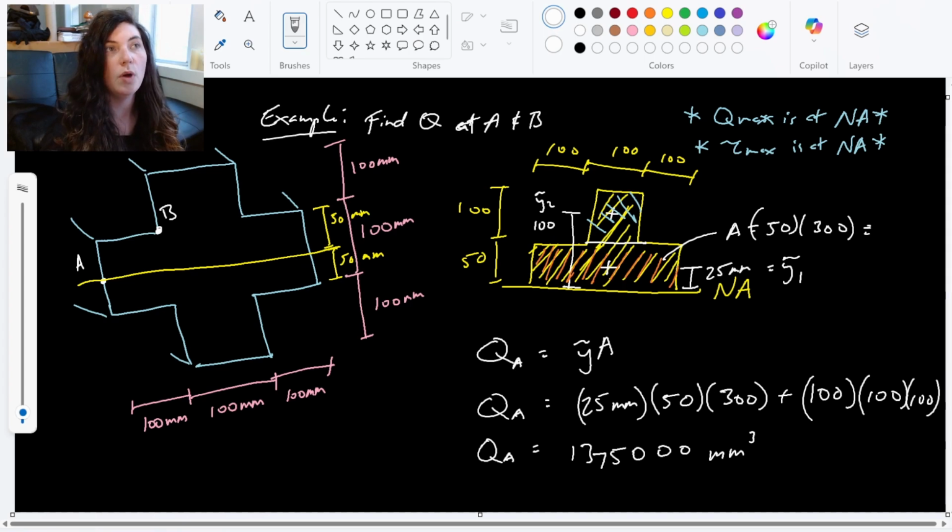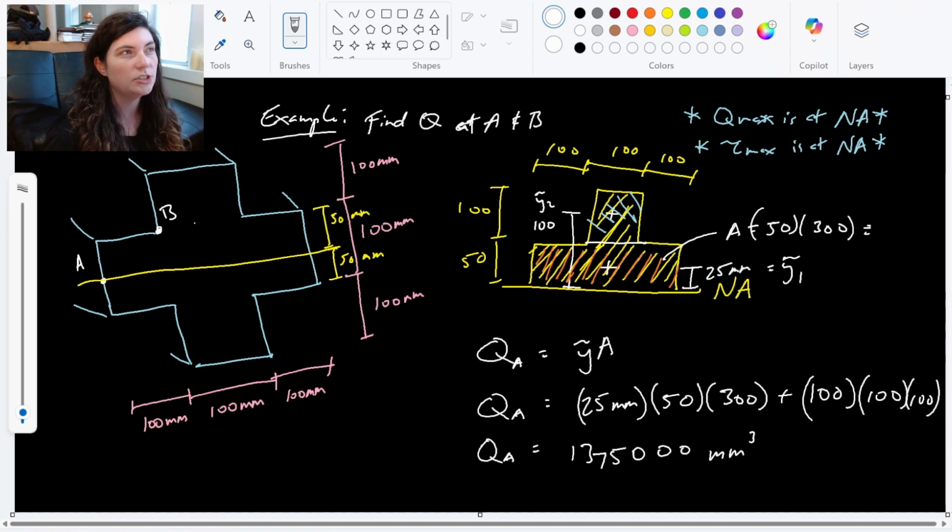So it's up to you if you wanted to find the centroid for the whole shape first, and then just use one single y bar times A, or if you want to do this composite method, right? Just adding the two together. So that would be our Q value if we were interested in the shear stress at point A.